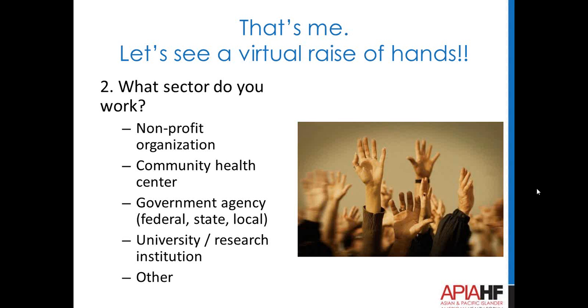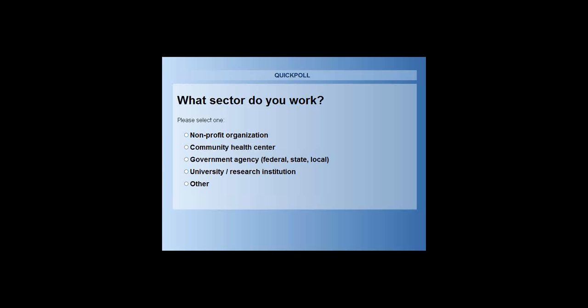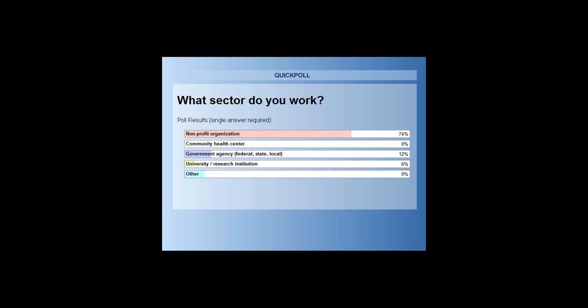Next quick poll is what sector do you work in? So are you from a nonprofit, community health center, government agency, university research institution, or other? Great. As you can see, there's a large group of us that are from nonprofits, almost 75%. And then there's also a contingent of government agencies, university, and other.